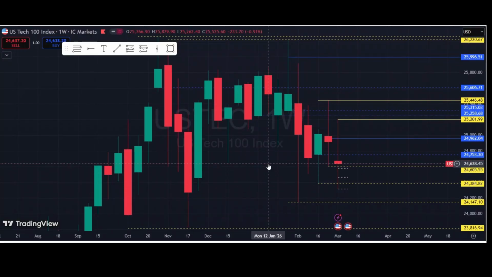Remember, the objective is not to predict, it's not for prediction. The objective is simple, identifying where liquidity sits and where price is likely to deliver. So we'll be starting first with our NASDAQ, which is the US tech. As you can see, looking at the chart, our weekly dealing range is between those highs.